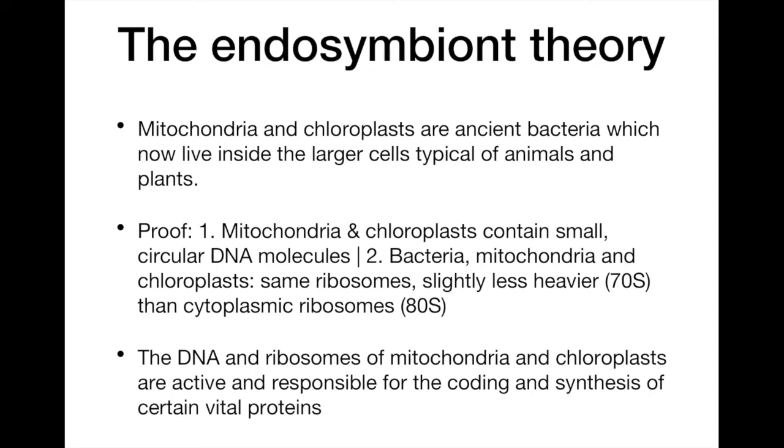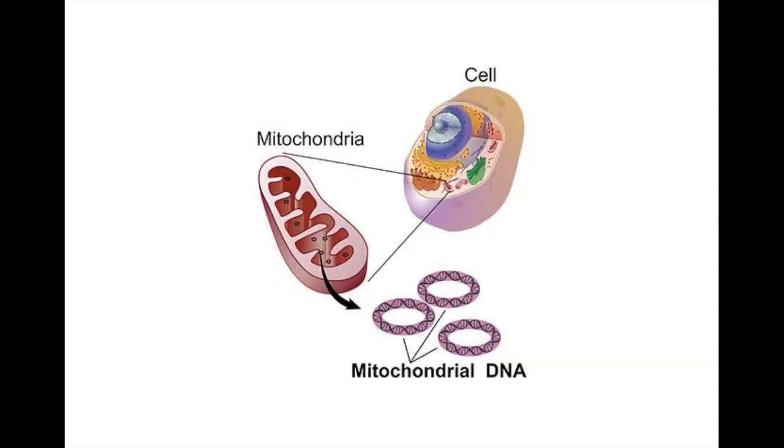The DNA and ribosomes of mitochondria and chloroplasts are still active and responsible for the coding and synthesis of certain vital proteins. But mitochondria and chloroplasts can no longer live independently because most of the proteins needed for their function are coded by the nuclear DNA. They have DNA.